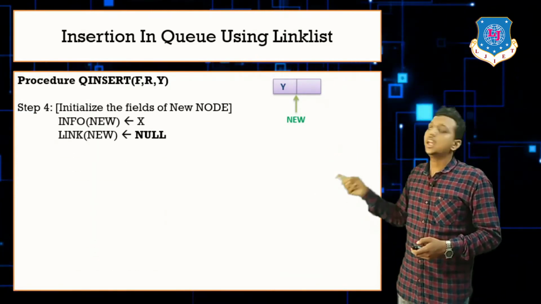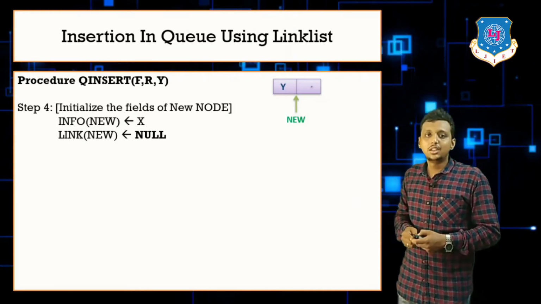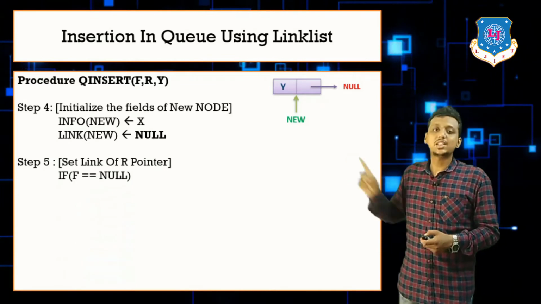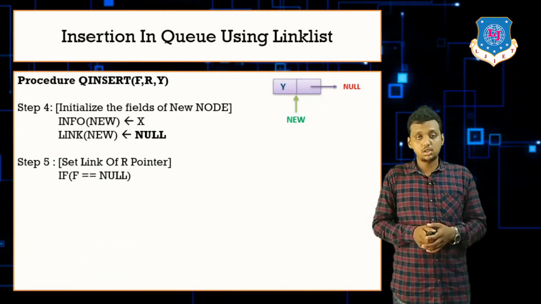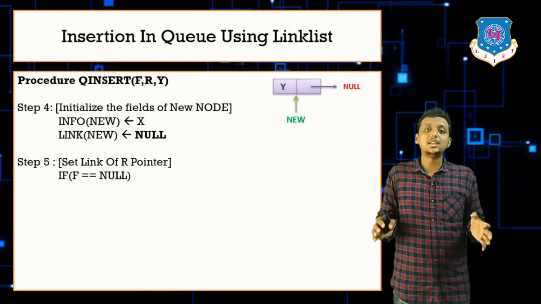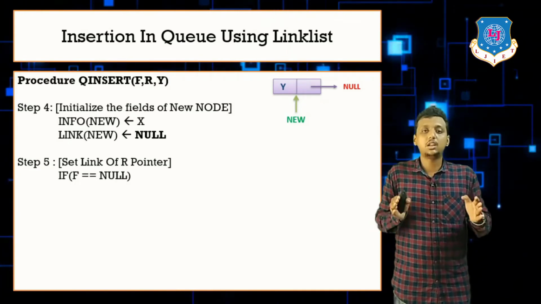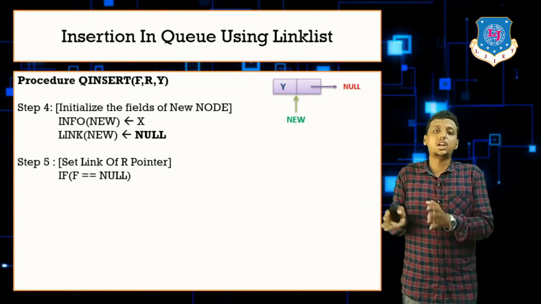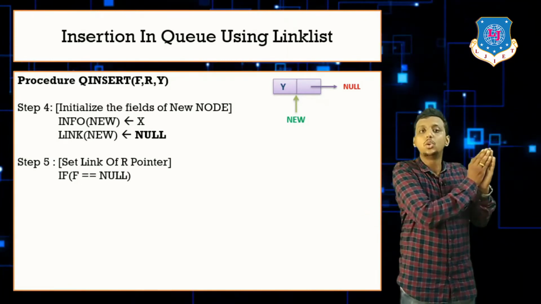Info of new is equal to y, link of new is equal to null. Then we just need to move the links over there. So first, if f is equal to null, the first situation, students, if the linked list does not exist, then what happens?